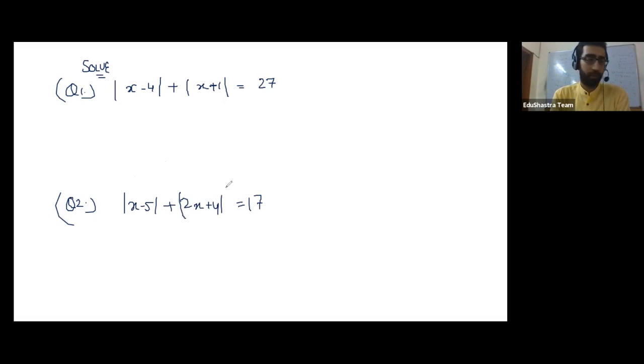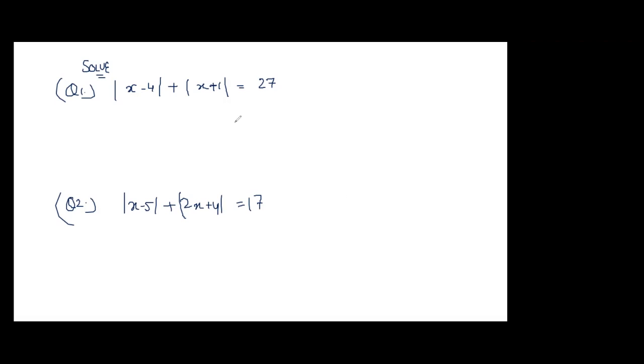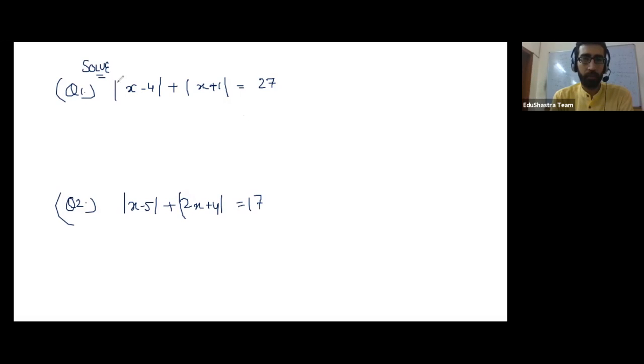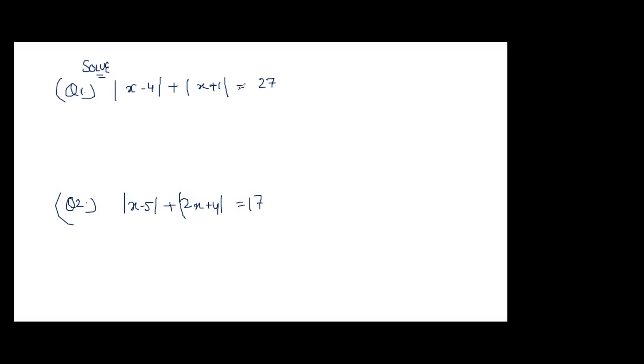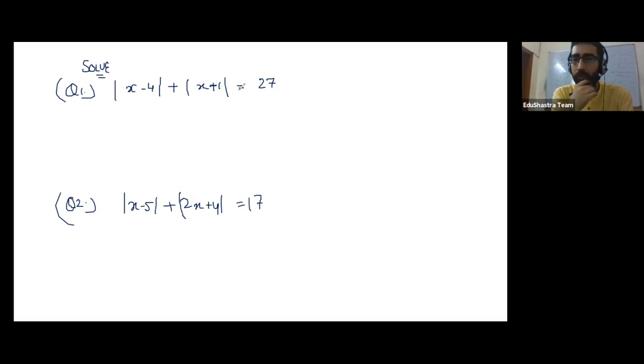Please try these two questions, guys. Mod of x minus 5 plus 2x plus 4 equal to 17. If you're not able to solve it, minus 12 and 15. You can put it here as well. Is it minus 12, 16? Minus 12 and 15. Possibly. Yeah. Try the next one. Try the second one.